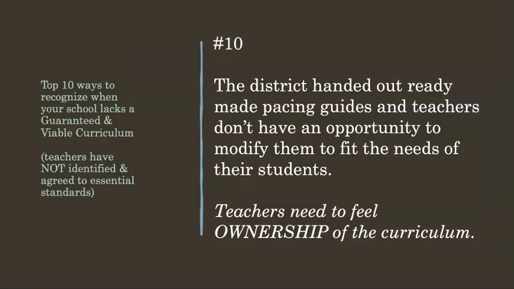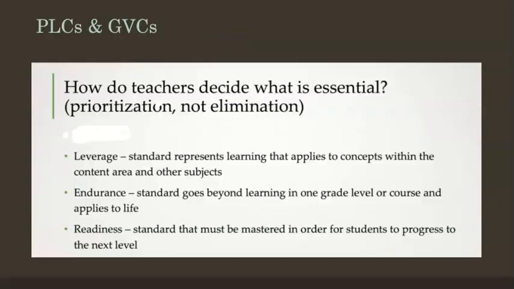All right, so these are 10 ways to recognize when your school lacks a guaranteed and viable curriculum. And by the way, let's just click right back up here and remember, again, on a guaranteed and viable curriculum, we're talking about establishing a curriculum that has standards that have been agreed upon as the most important standards. We still teach all the standards. Just because we have some that are more important or more powerful than others, so to speak, doesn't mean we don't teach them all. And that's what it means here to say prioritization and not elimination. So we prioritize those top standards.